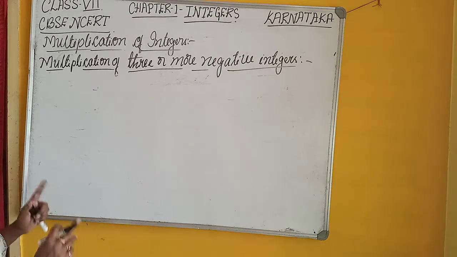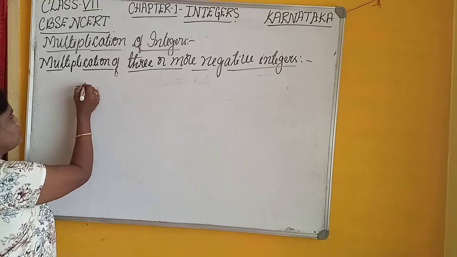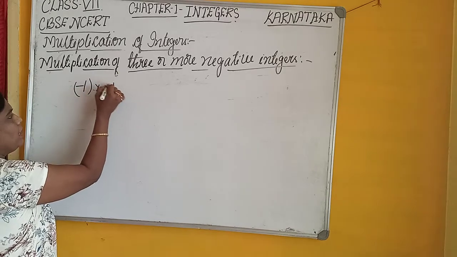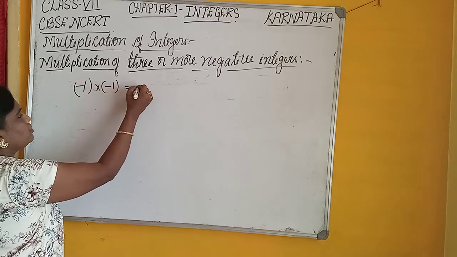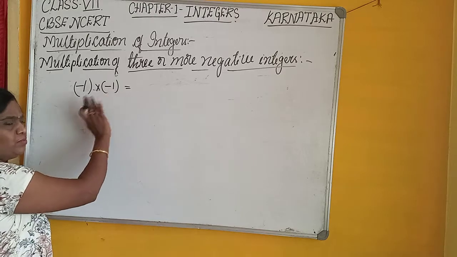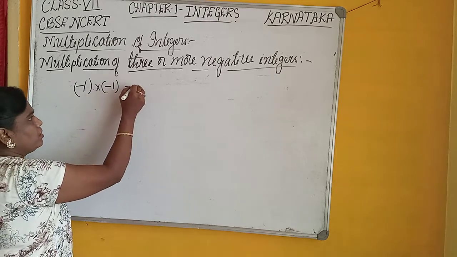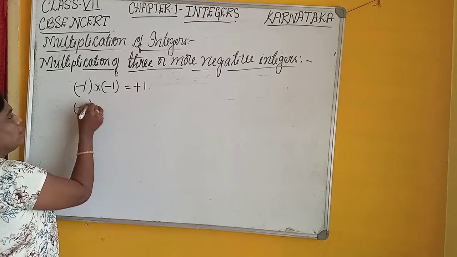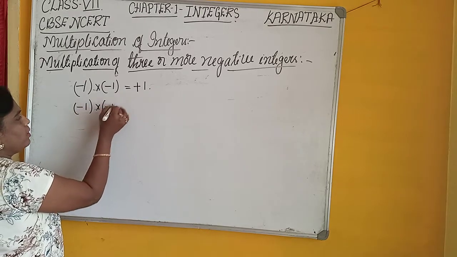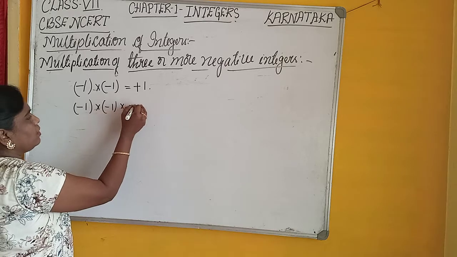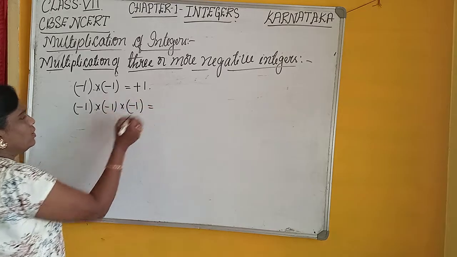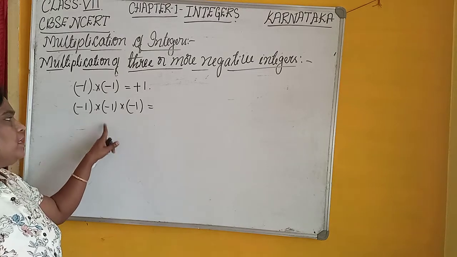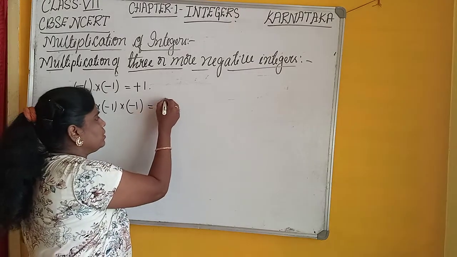Let us consider an example, that is minus 1. You know that minus 1 multiplied by minus 1 gives minus into minus, and when both are negative, you get plus 1. Like this, when three negative integers are given, how are you going to multiply? Minus into minus is plus, plus into minus is minus.